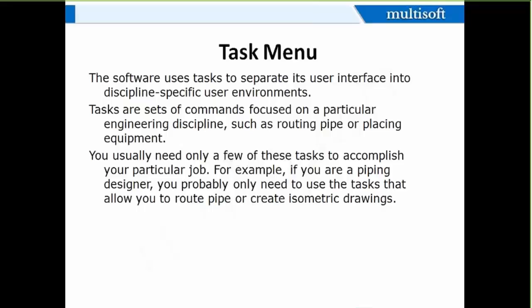And you usually need only a few of these tasks to accomplish your particular job. For example, if you are a piping designer, you probably only need to use the tasks that allow you to route the pipe or create isometric drawings. For a piping designer, what is the basic workflow? He has to place equipment from mechanical input. After that, he has to route the piping from the existing nozzles. Then he has to place the supports with respect to the supporting structure. Then he has to create the isometric drawing. So there are a lot of tasks, a lot of discipline activities, but for you as a piping engineer, you need only 2 or 3 items.